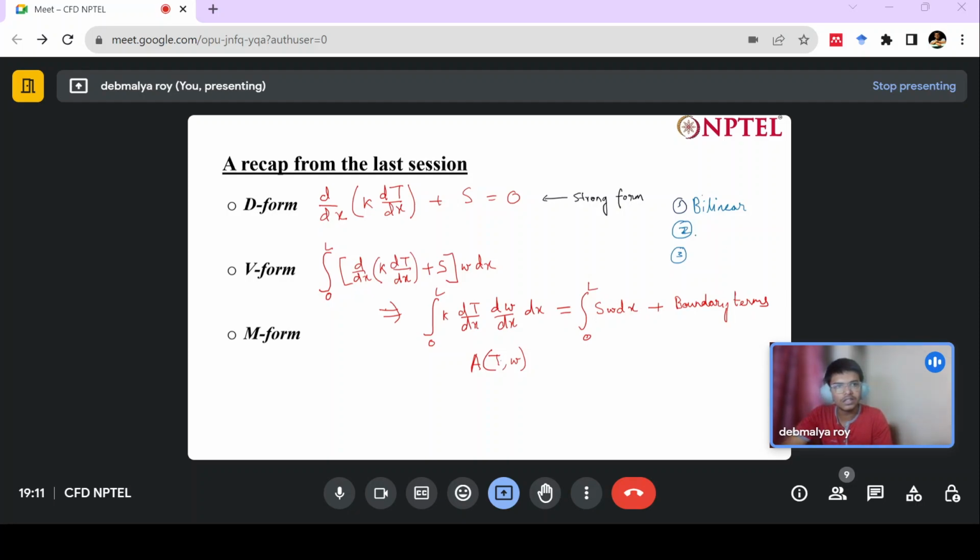And other than that, it must be symmetric. What symmetric means is that A(T, W) should be equal to A(W, T). So A(T, W) must be equal to A(W, T). And you can see that these are valid for this particular operator, the integral from 0 to L of K dT/dx dW/dx dx. So these properties are valid. Another one is positive definite.